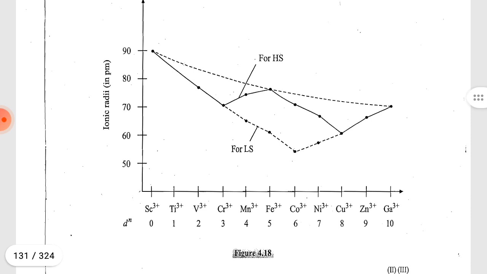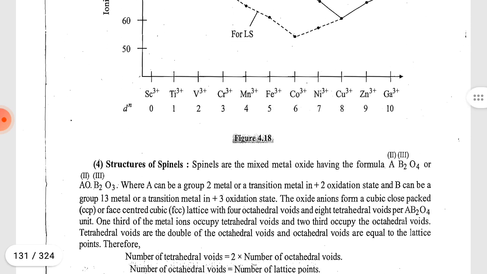Then from cobalt, the low spin complex ionic radii is increasing from cobalt till gallium. So the elements between cobalt and gallium are cobalt, nickel, copper, zinc, gallium. All these transition metals are in oxidation number of 3.